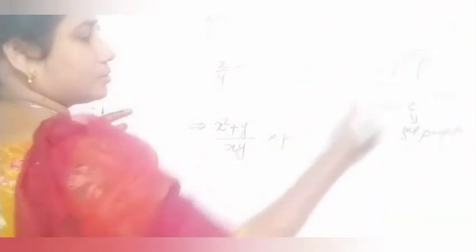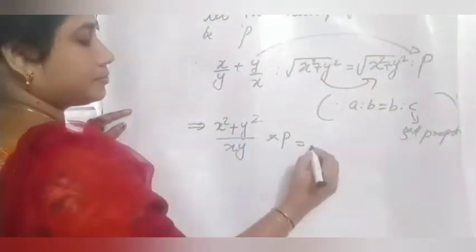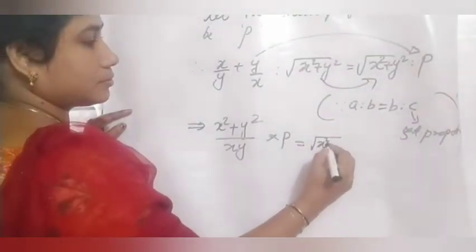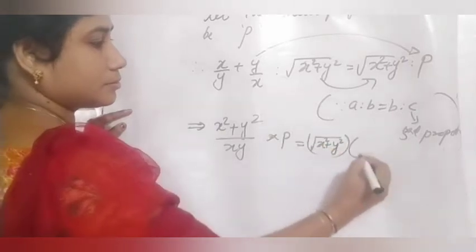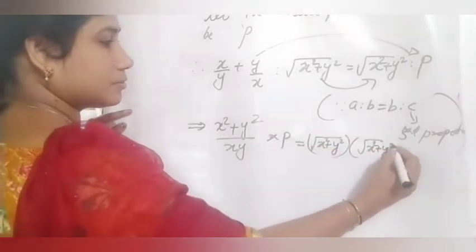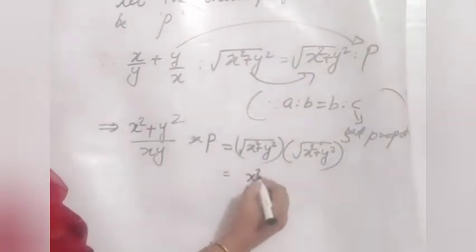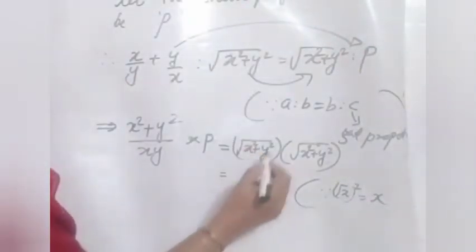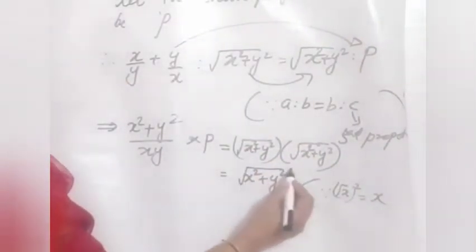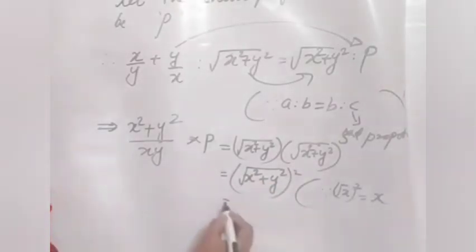So take the LCM. x square plus y square by xy into p equals, that means product of extremes equals product of means, square root of x square plus y square into square root of x square plus y square. What is square root of x square plus y square, the whole square? It is x square plus y square. So the product on the right side is x square plus y square.